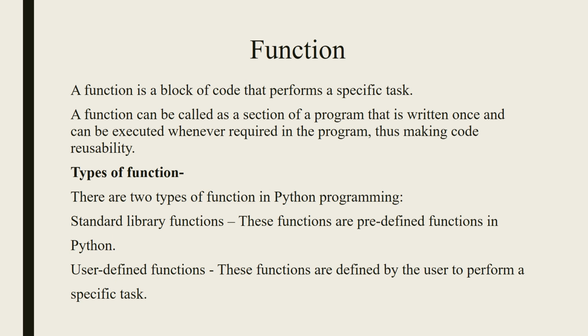Function. A function is a block of code that performs a specific task. A function can be called a section of a program that is written once and can be executed whenever required in the program, thus making code reusability. The two types of functions include standard library functions. These library functions are predefined functions in Python. They include append, insert, remove, etc. Next is user-defined functions. These functions are defined by the users to perform a specific task.